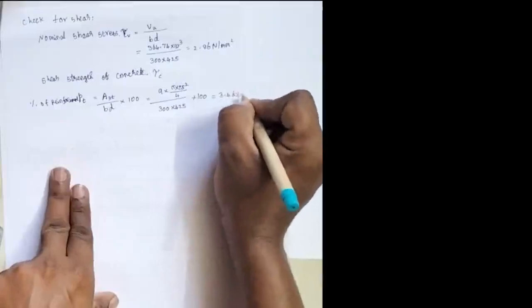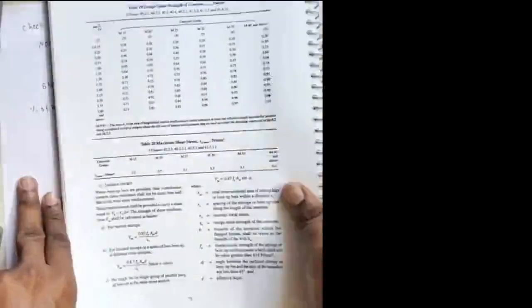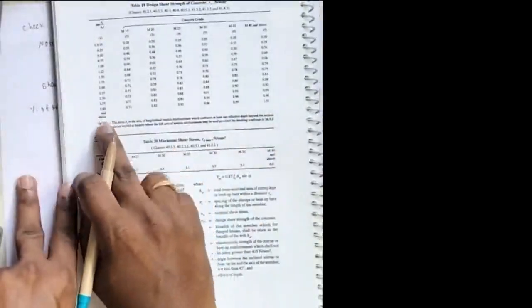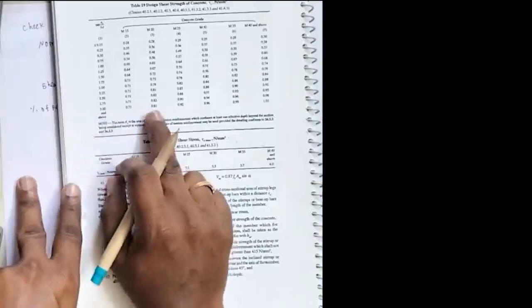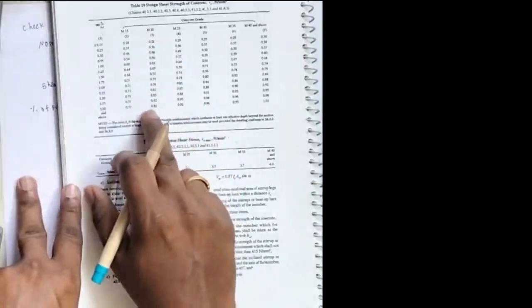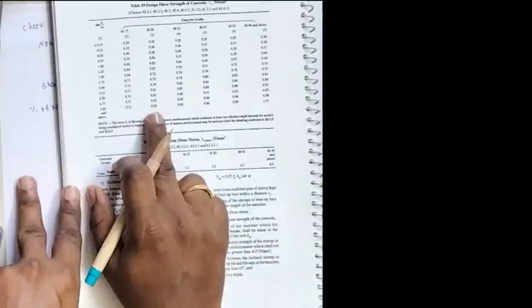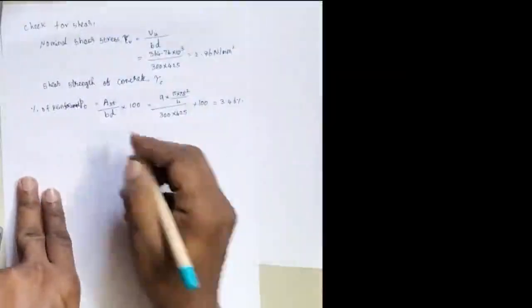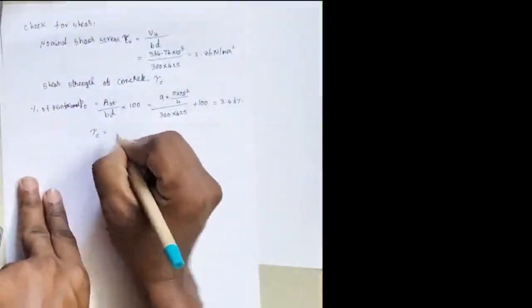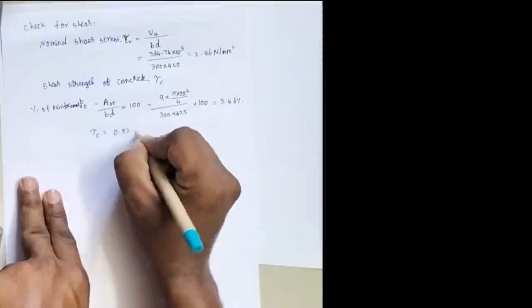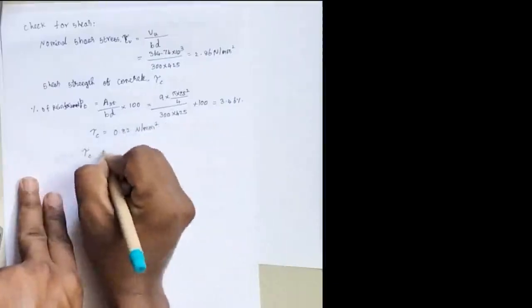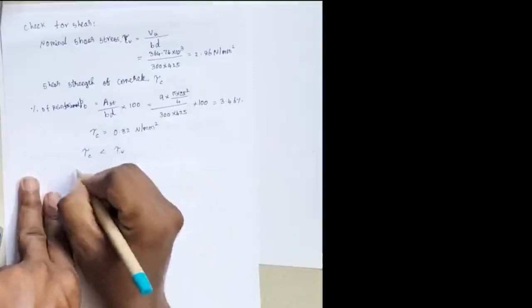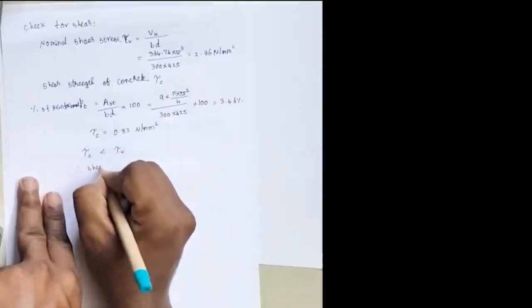The percentage of reinforcement which I am getting is 3.46%. If you look at page number 73 of IS 456, if the percentage of reinforcement is above 3, then for M20 grade of concrete, the shear strength is 0.82 Newton per mm square. So I am taking tau C equal to 0.82 Newton per mm square. Here tau C is less than tau V. Therefore, shear reinforcement is needed.